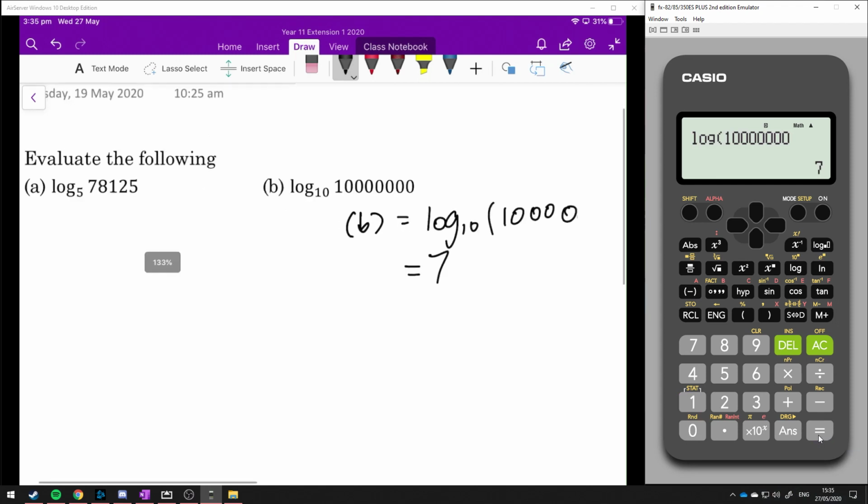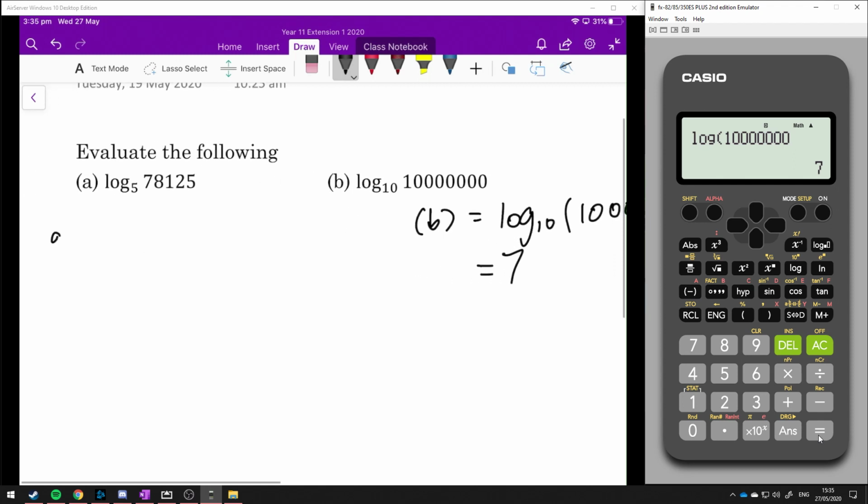Now for part A, you'll notice we have the log of 5. So I'm going to rearrange this into our index form, which is 5 to the power of something is equal to 78,125. Now we know that 78,125 is a very big number, and there might not possibly be a power of 5 that gives us that solution. So what we're going to do is put in some numbers until we can get what we want. I'm going to start off by putting in 5 to the power of 6.